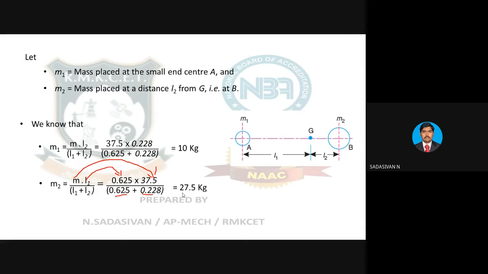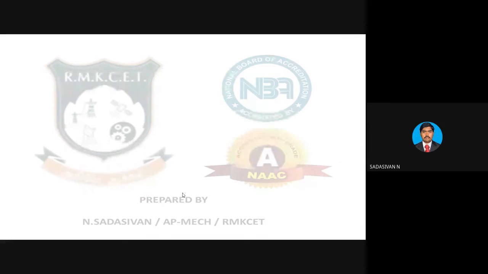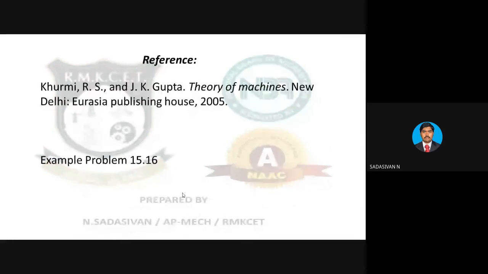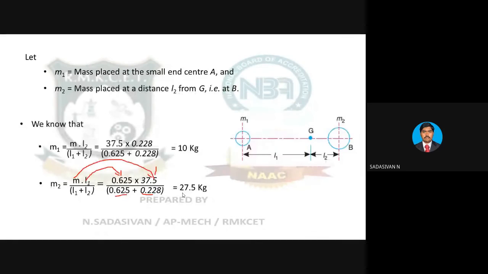Now you know two masses and two distances. That is your dynamically equivalent system. So the problem is over. M1, M2, L1, L2 are the two mass system answers. Two masses kept at distances L1 and L2 from the center of gravity will replicate your connecting rod. So with that, I will wind up this.